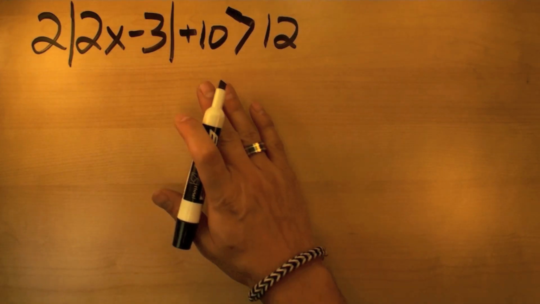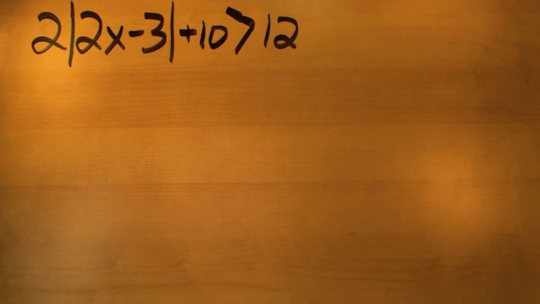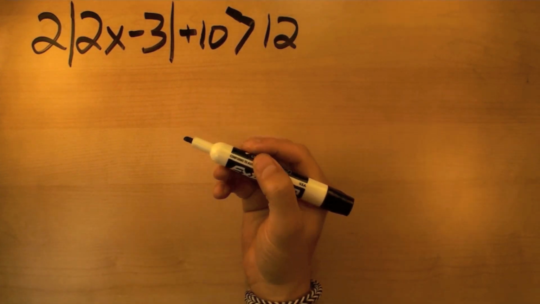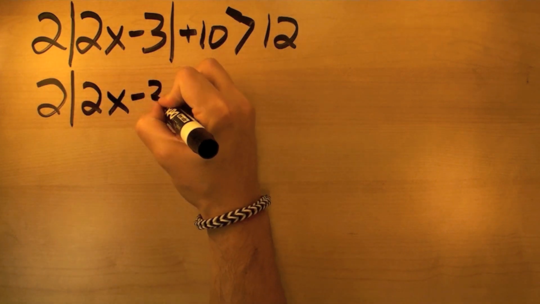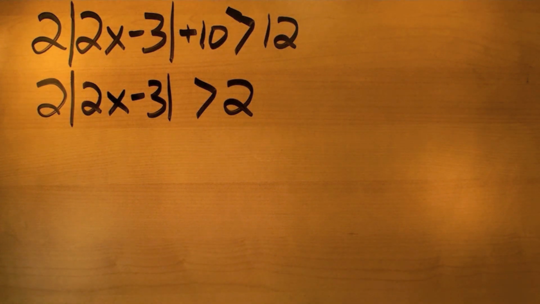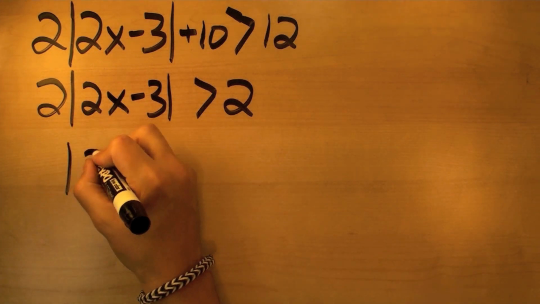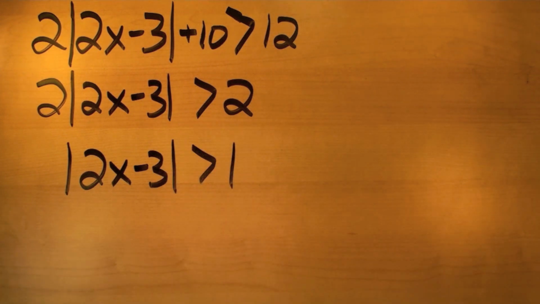And again, for more complicated problems, we're first going to isolate that absolute value, and then we're going to solve these just using the rules we've already looked at. So why don't we subtract 10 from both sides to get 2 times the absolute value of 2x minus 3 is greater than 2. Now we'll divide both sides of this inequality by 2. Since we're dividing by a positive 2, we don't have to worry about switching directions of the inequality. So this becomes the absolute value of 2x minus 3 is greater than 1.